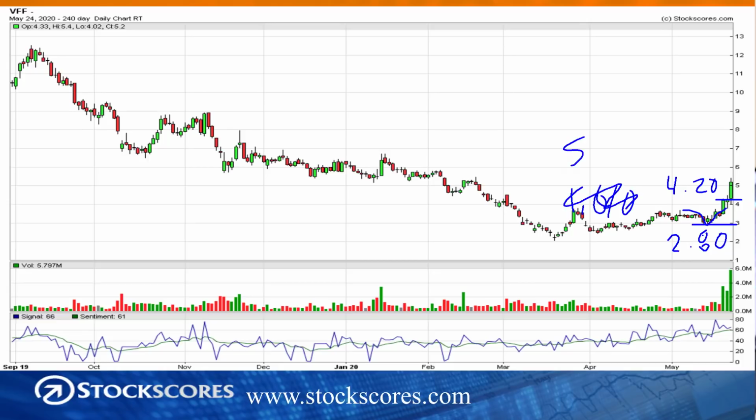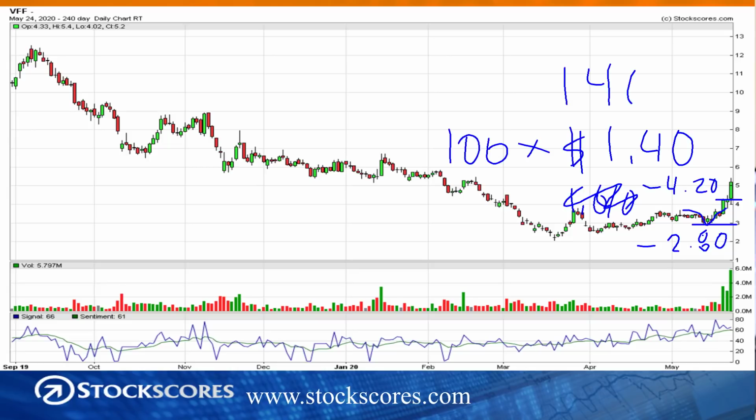Let me write that out a little bit better. So the risk of this trade is the difference between the entry price and the stop loss price, which is $1.40. So if we buy one share, the risk is $1.40 plus the commission to buy one share. If we buy 100 shares, the risk is 100 shares times $1.40 is $140, again, plus the commissions in doing that trade. So let's say commissions are $10.